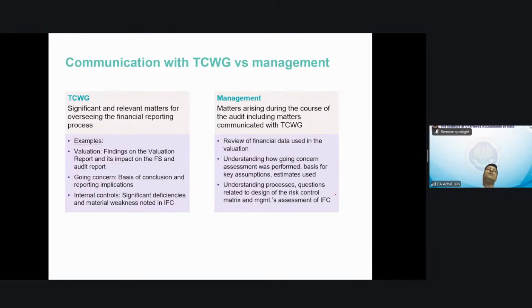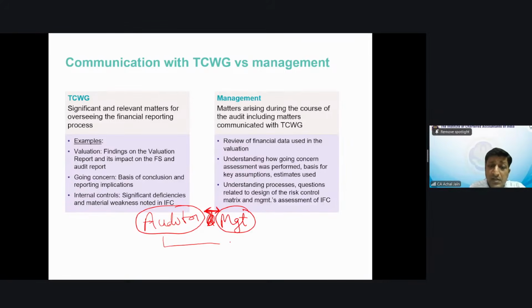Right. Now, any communication the auditor makes with the TCWG, how does it really flow? Before the auditor and the TCWG meet, the auditor and the management will keep discussing each and everything. And once this process is through, that's when the auditor reaches out to TCWG.